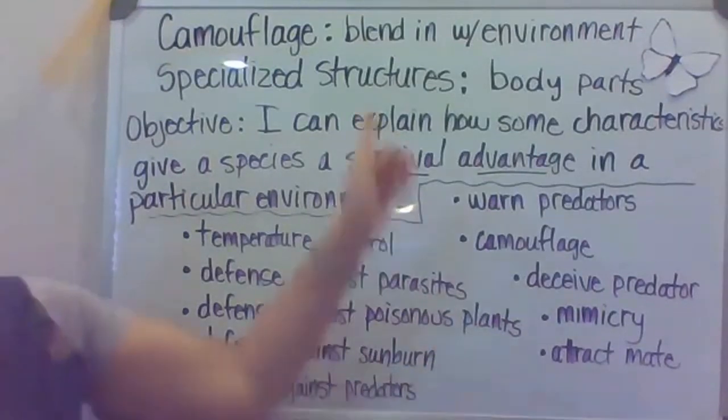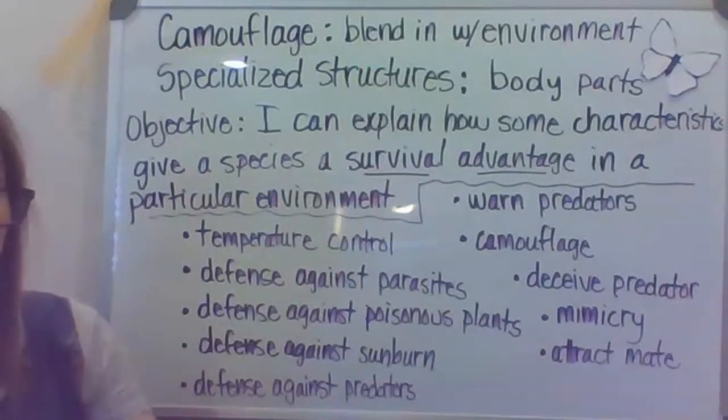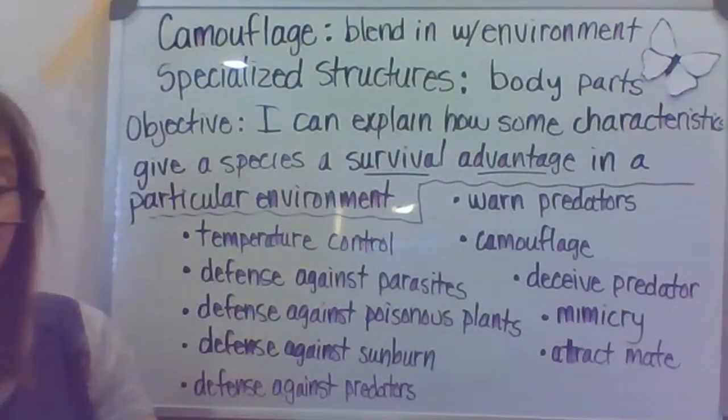Okay, the next one is camouflaging. So we talked about that, just blending in with the environment. The pattern on some insects mimics the leaves, okay? Or it can mimic the tree bark. Animals like zebras, their stripes help them to blend in with the tall grasses.